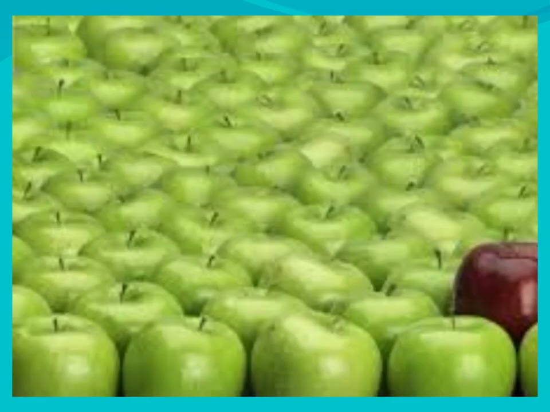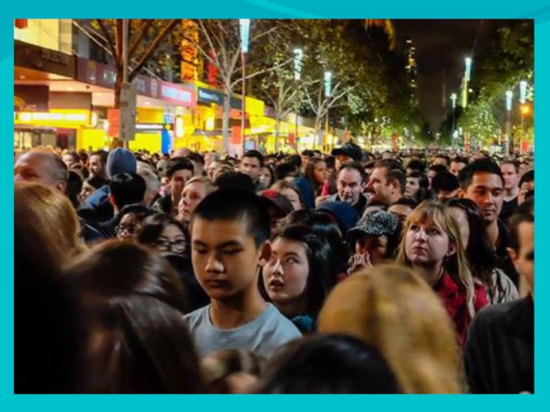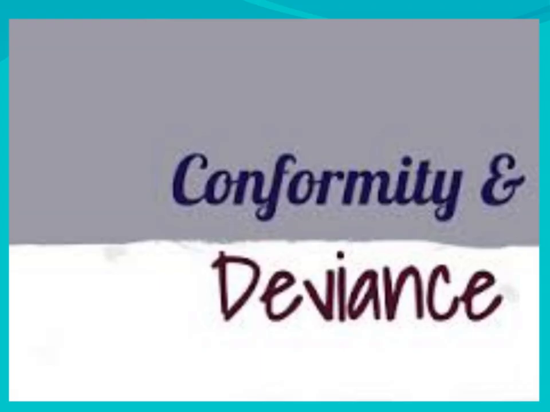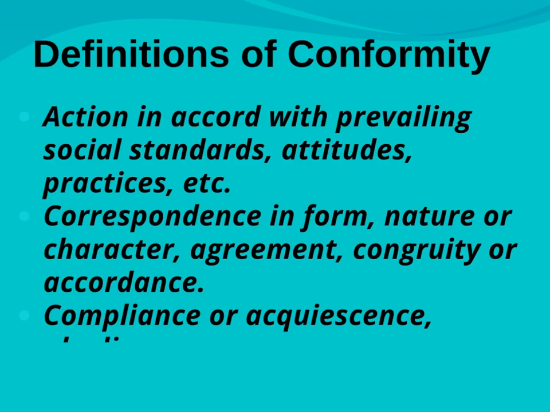Alright, now let's shift to another picture. What can you notice? How about in this picture? And how about here? This time we will talk about conformity and deviance. When we say conformity, it is the action in accord with prevailing social standards, attitudes, practices, and others. Correspondence in form, nature, and character, agreement, congruity or accordance, compliance or acquiescence, and obedience.